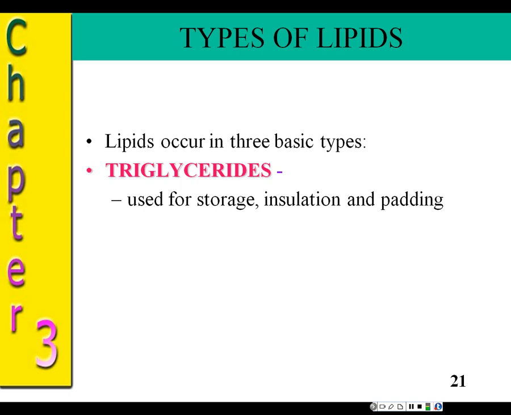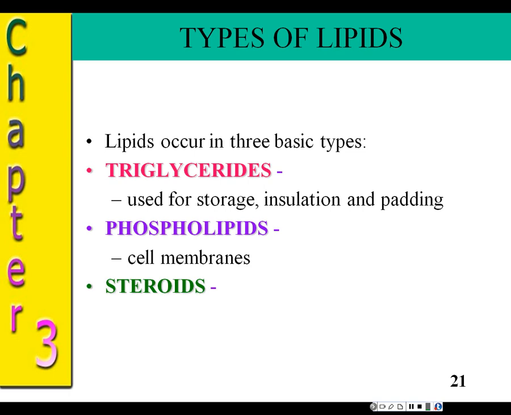And there's more than one type of triglyceride. And then we're going to have the phospholipids. We said these guys make up great cell membranes. And then we said the steroids. We said these guys are hormones or chemical messengers that signal different things. Did you want to ask it now? Wait till we get to steroids.